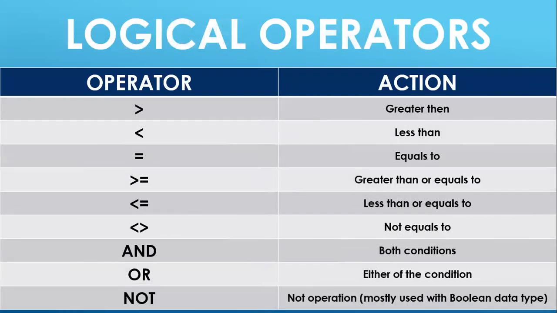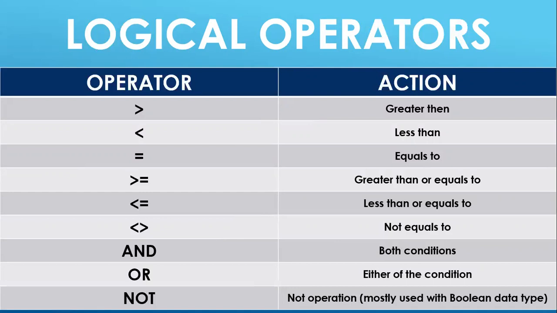Now next, logical operators. If we are going to compare two or more values or two or more conditions: greater than, less than, equal to, greater than or equal to, less than or equal to, not equal to, and, or, not. These are related to conditions. These conditions will be discussed in the next few classes. So and, or, not are related to multiple conditions. If we want to process multiple conditions together or one by one, the and, or and not operators will be used.